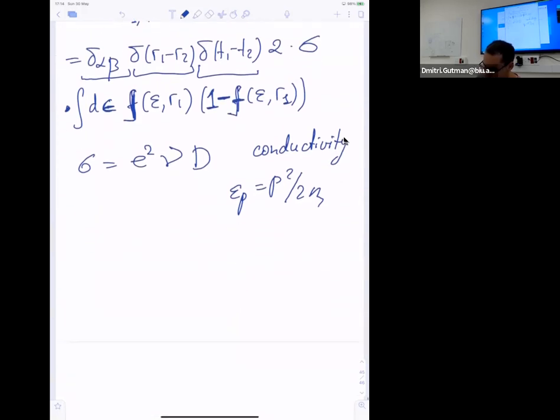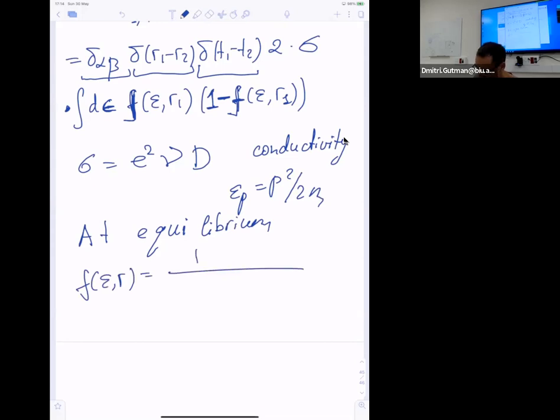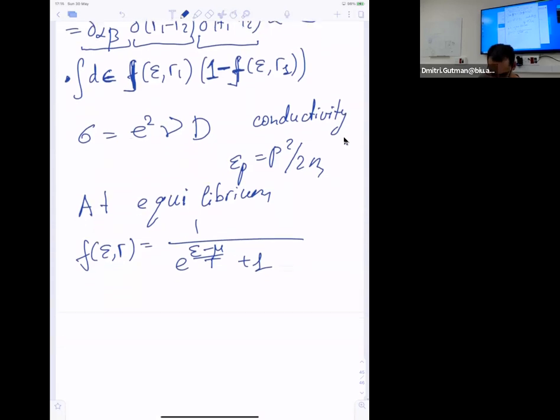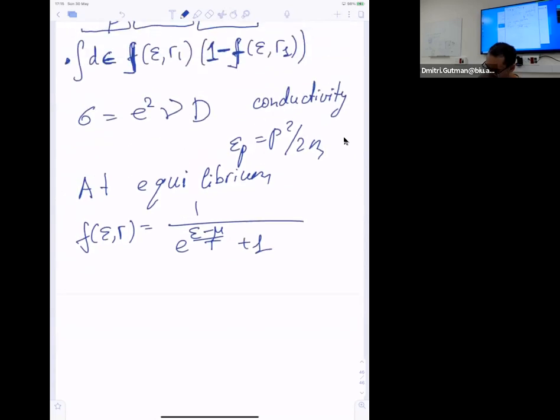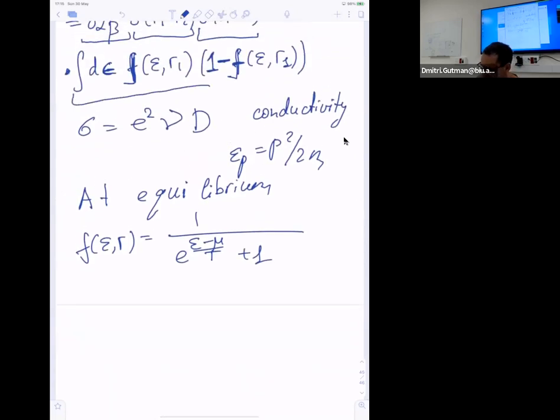So if the system is at equilibrium, so let's check at equilibrium. At equilibrium, the function f of epsilon and r becomes just the position-independent Fermi-Dirac function. So if this is the case, we plug that thing into this equation, then the entire thing here becomes temperature.